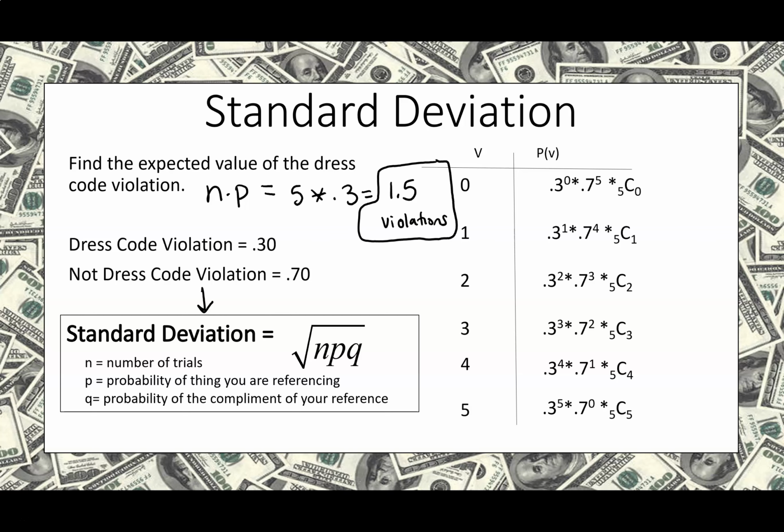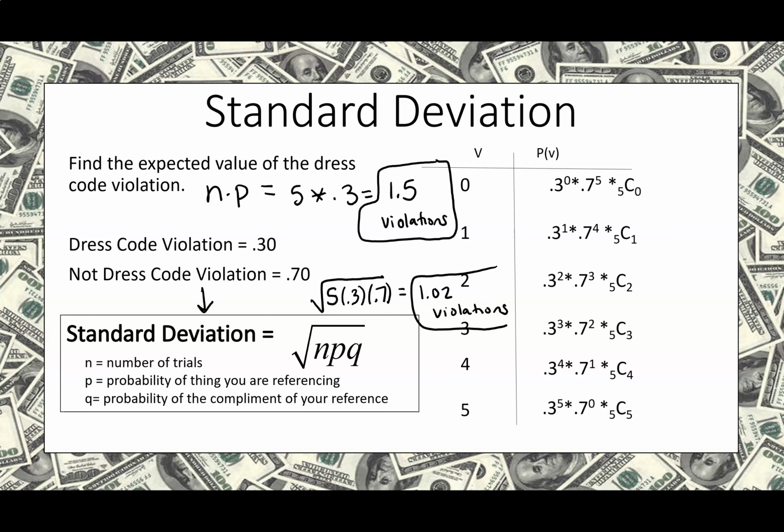So to do this, we're going to plug right into our standard deviation formula, and my N is going to be 5 days, and then we've got my P, which is the thing we're referencing, which is our dress code violations. So we're going to multiply by 0.3, and then I'm going to multiply by my complement, or the thing that I'm not referencing, the opposite, which would be that 0.7. And just do that on my calculator, and I get 1.02 violations.